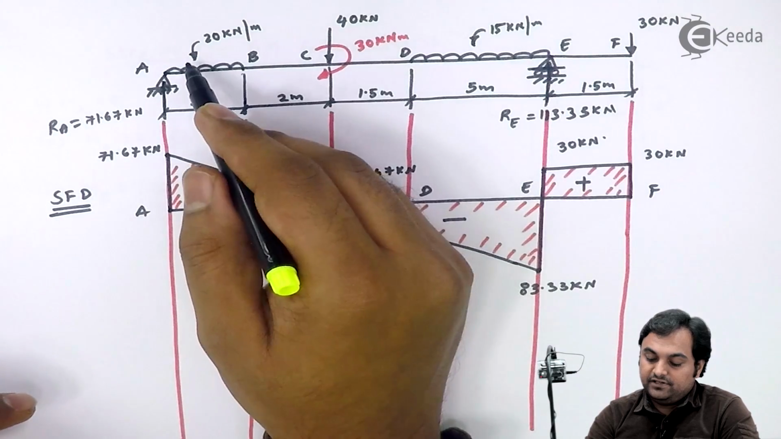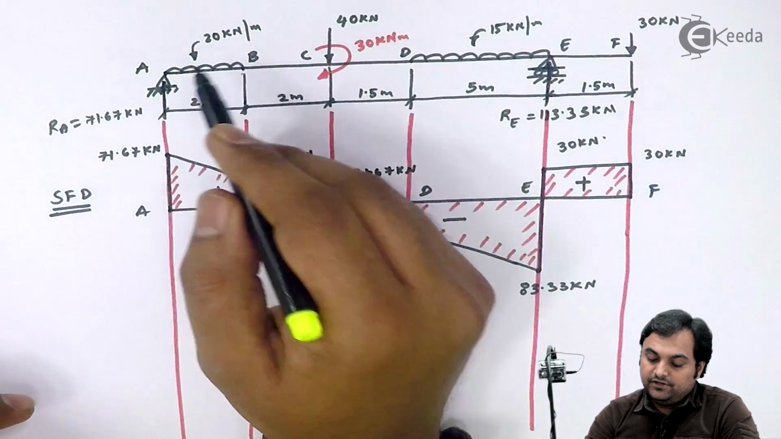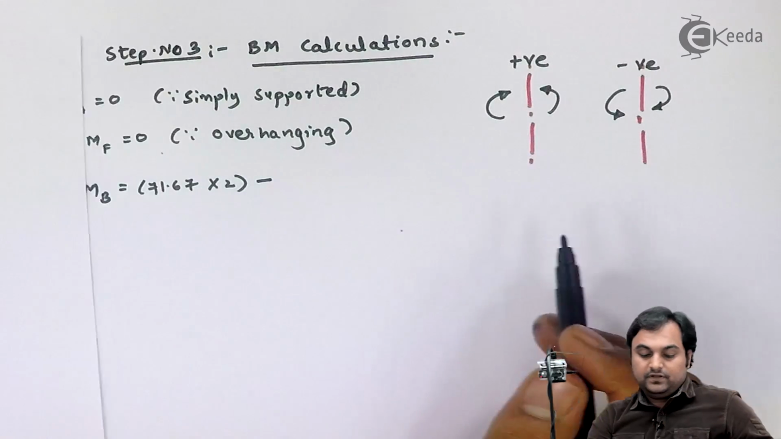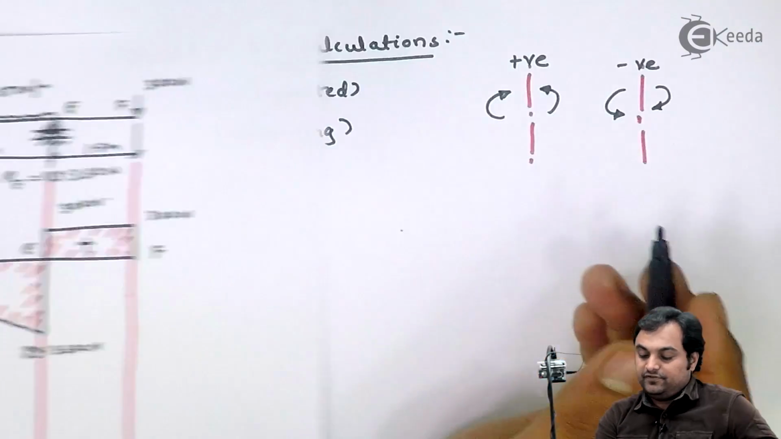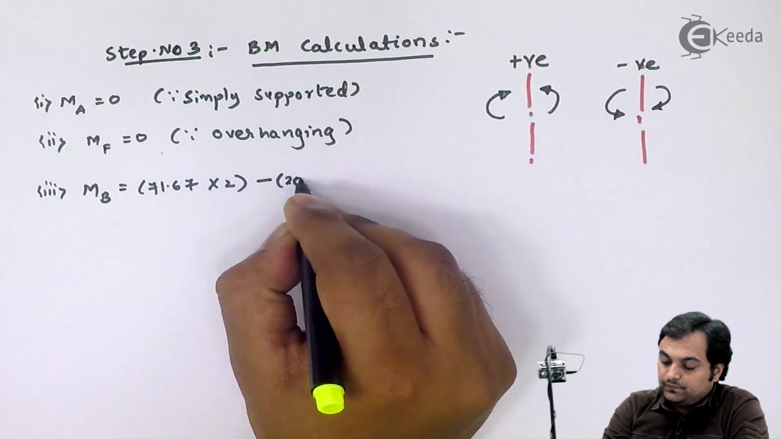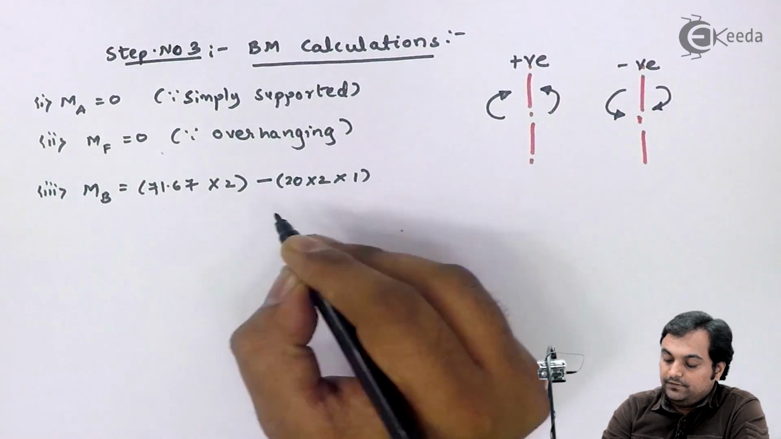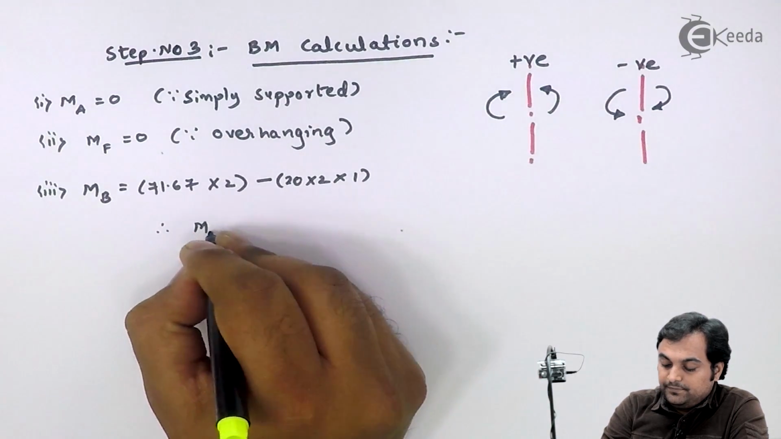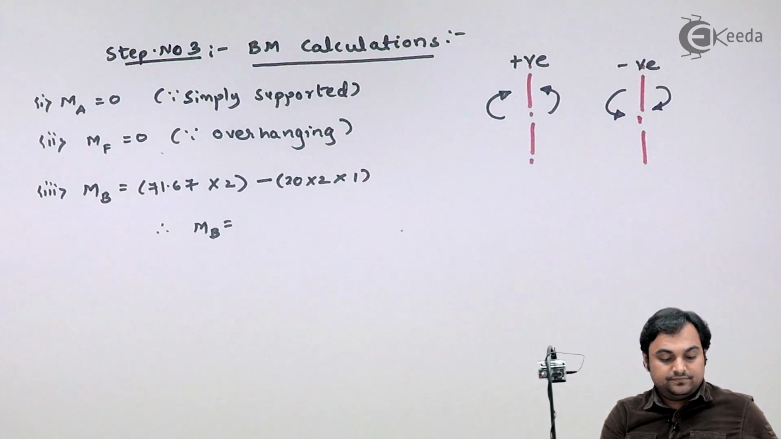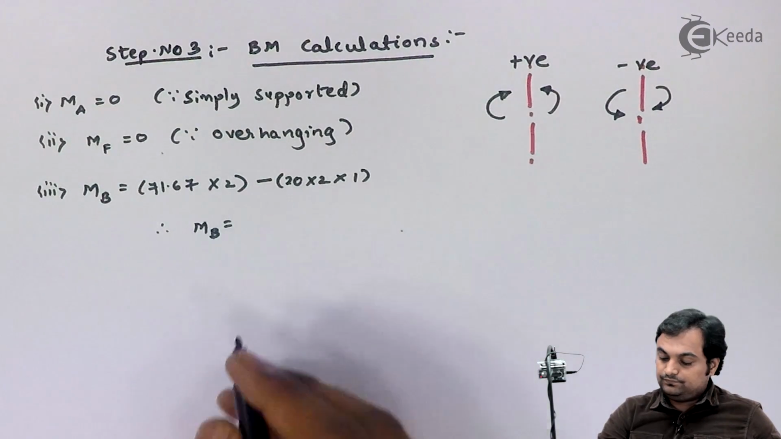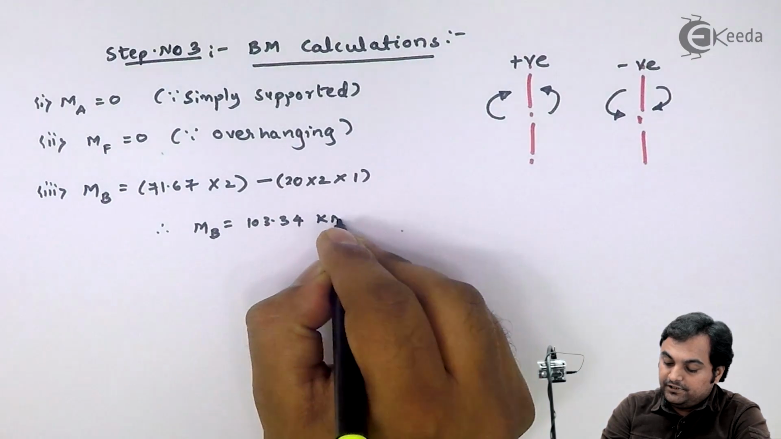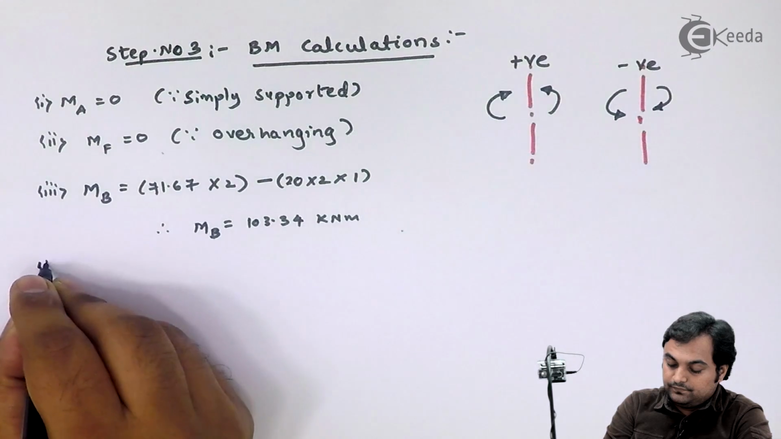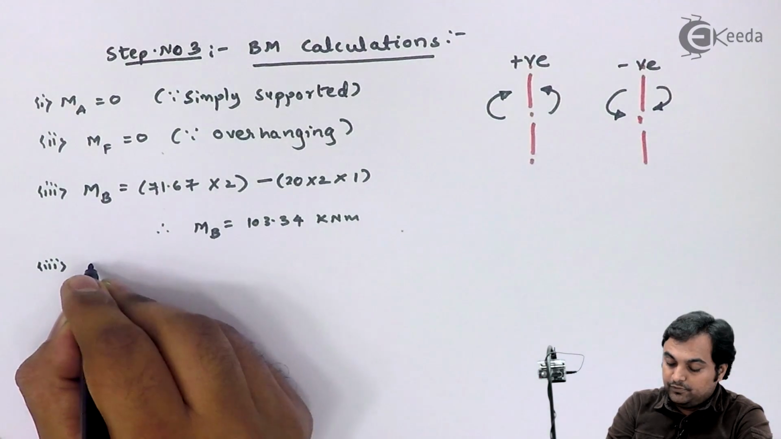So here at point A, and at B the moment would be anti-clockwise, so negative. So minus 20 into 2 into 1. So the moment at B I am getting the value as 103.34 kilonewton meter. Next I will calculate the moment at C.